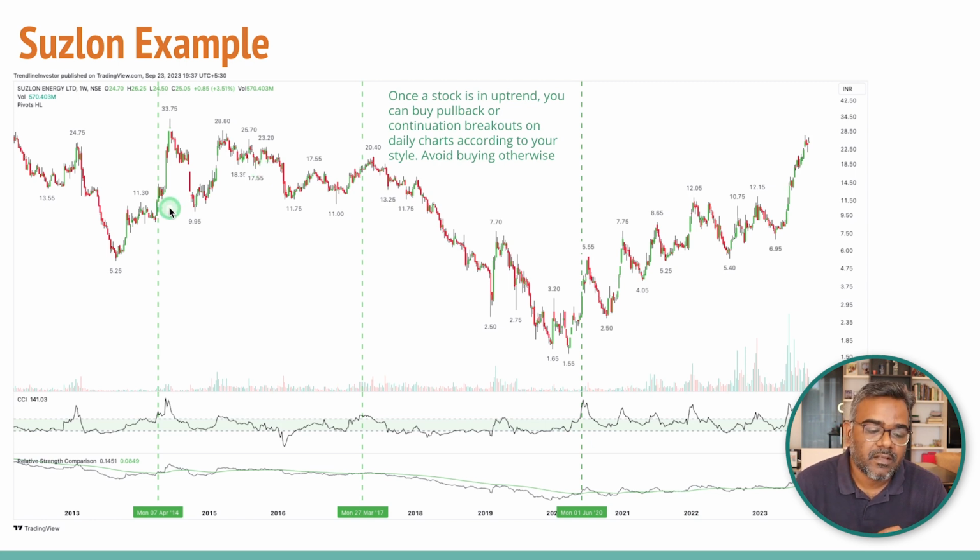The first time Suzlon went into an uptrend was in April 2007, after many years. The pivot point was coming down, and then in April 2014, the price closed above 11.3 for the first time. That's the first time the stock is actually in an uptrend in Suzlon.